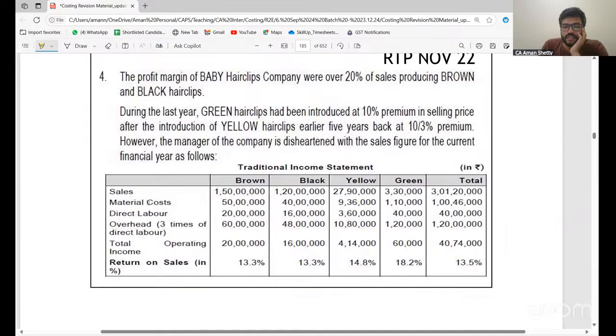Look at this now. Sales is given. Material cost, direct labor, overheads at 3 times direct labor. So this is my traditional absorption costing method. Did you all understand? Based on this traditional absorption costing, after applying that, you get a total operating income of 13.3, 13.3, 14.8, 18.